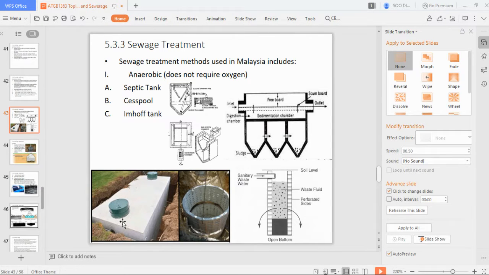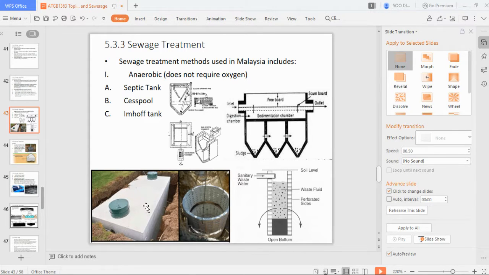So this is during the 30s at the village, where we don't have a systematic piping system where the wastewater can flow into a treatment plant. So in the old days, every house is equipped with its own septic tank. This septic tank is designed to accommodate at least 10 years of usage.